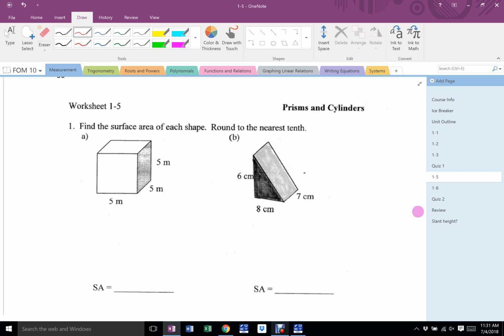Everybody good? Go. I've got 5 more tests to mark, and then I will be free to start walking around and helping you. But you already know how to do all of this stuff. I'm going to make a couple of changes here for you.